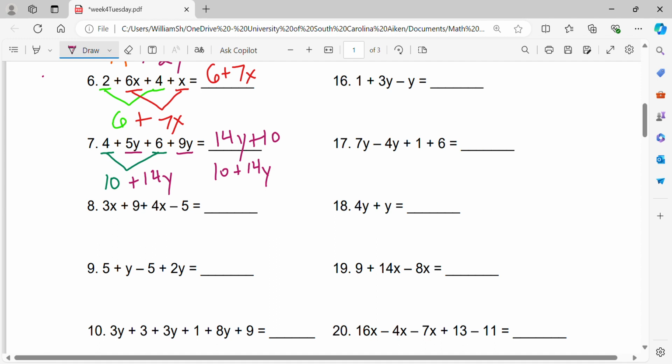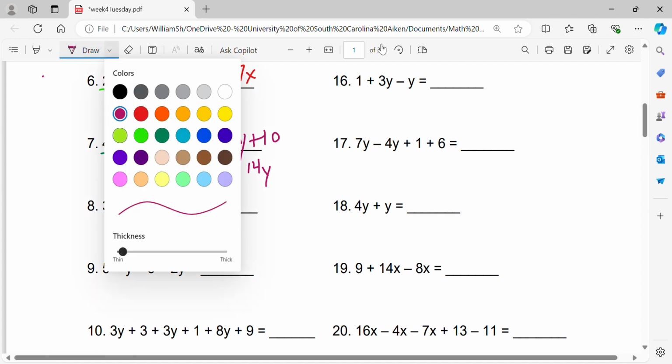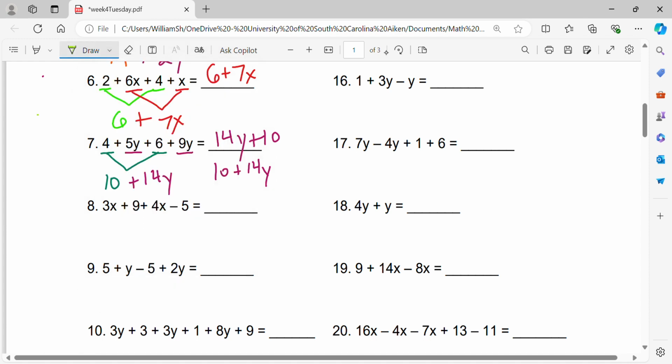And that's the same for all these. In number 6, you could have written it 7x plus 6 instead of 6 plus 7x. The order does not truly matter here, just as long as you have all the terms correct and all the positives and negatives correct. So don't freak out if you wind up with a different order here. It's okay. It can be like that.